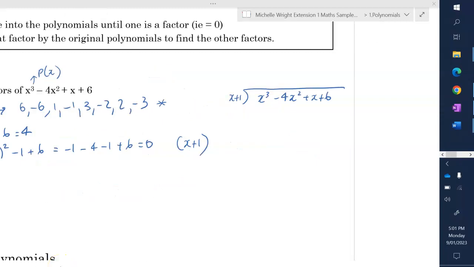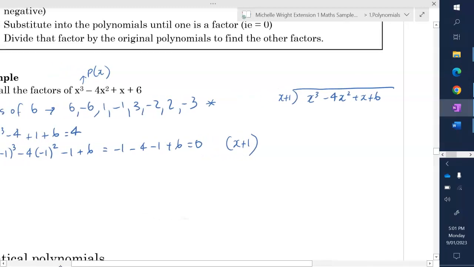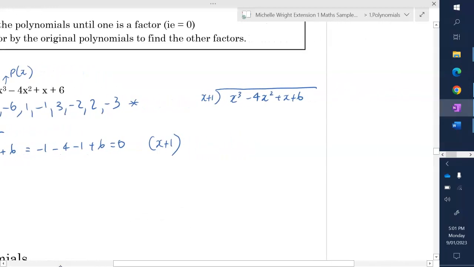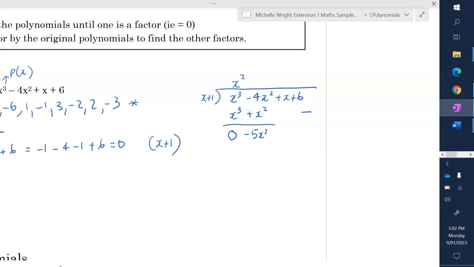Okay, so I've just written it up to the side up here. We're dividing our original polynomial by x plus 1 because we knew that that was a factor, because when we popped -1 into our polynomial, we got 0 as a remainder. So how many times does x go into x cubed? We get x squared. x squared times x is x cubed, x squared times 1 is x squared. And then we're going to subtract. x cubed minus x cubed is 0. -4 minus 1 x squared is going to be -5x squared. And these two values continue back down because we don't have anything to subtract from there.